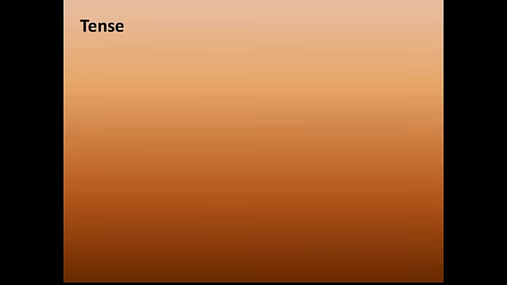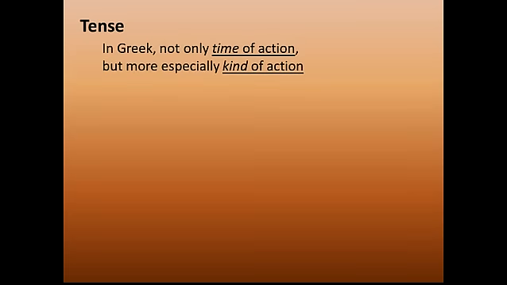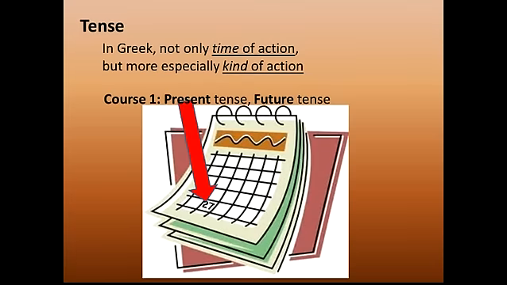In Greek, verbs have tense, but more especially than indicating the time of the action, tense indicates kind of action. Time of action has to do with present, future, past. Kind of action is something that we need to give a lot of attention to in Greek. In the first course, we're going to be focusing upon the present tense and the future tense.